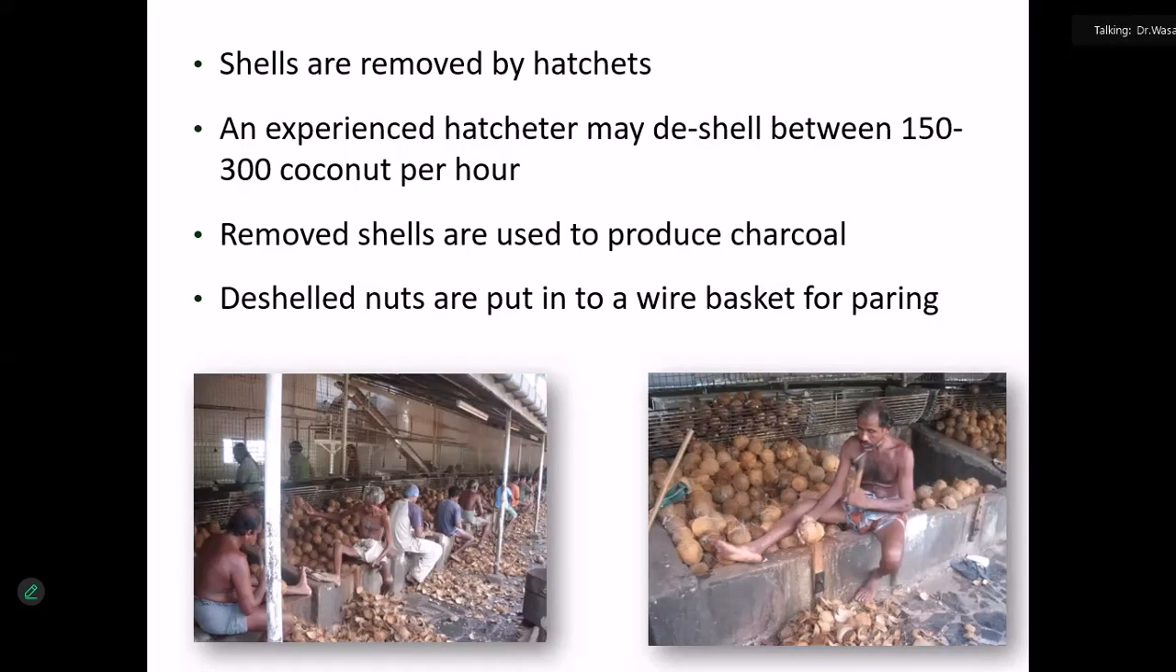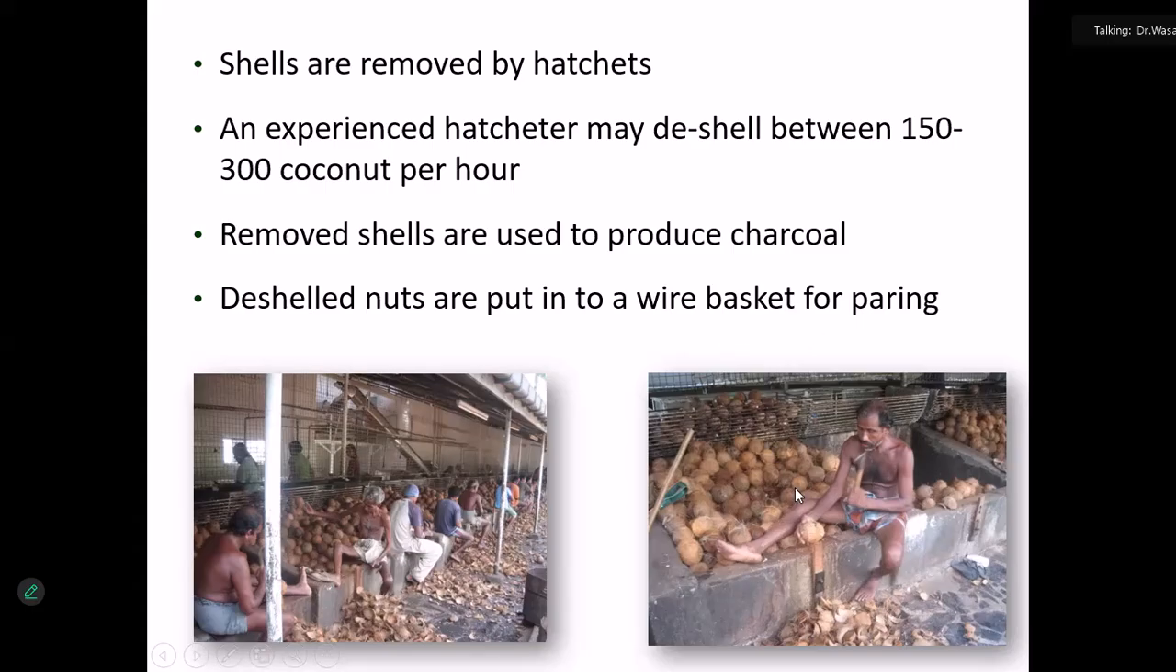Removed shells are used to produce charcoal. So these shells, the coconut shells, are used to produce charcoal. These shell nuts are put into a wire basket for paring.